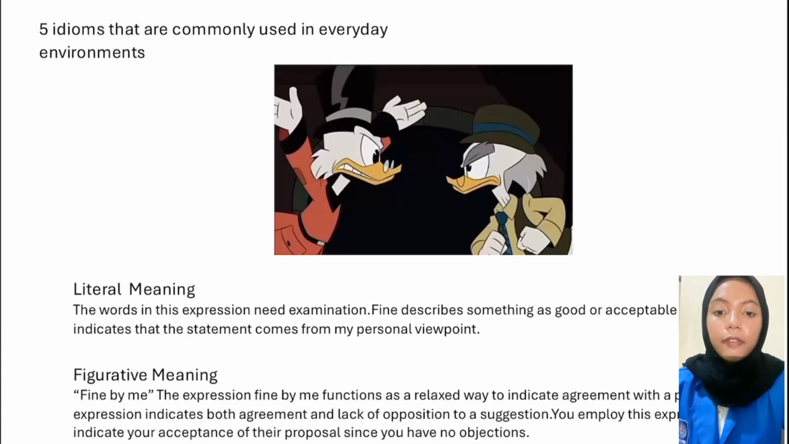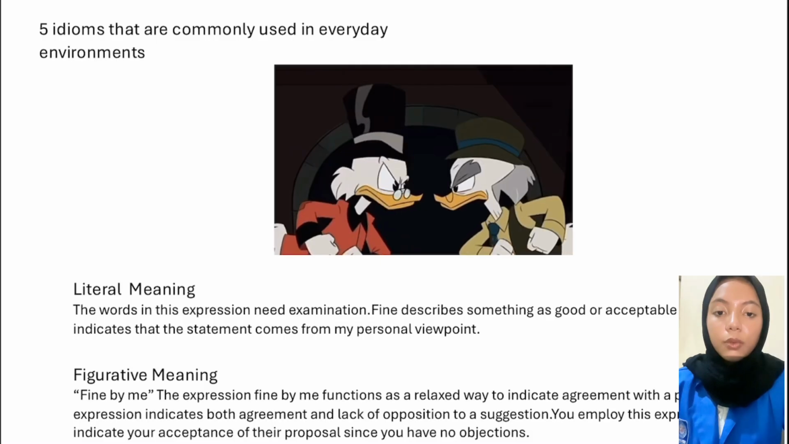And the next I have "fine by me." In the literal meaning, the words in the expression need examination. Fine describes something as good or acceptable, and "by me" indicates the statement comes from my personal viewpoint. In the figurative meaning, "fine by me" functions as a relaxed way to indicate agreement with a personal expression, indicating both agreement and lack of opposition to a suggestion.